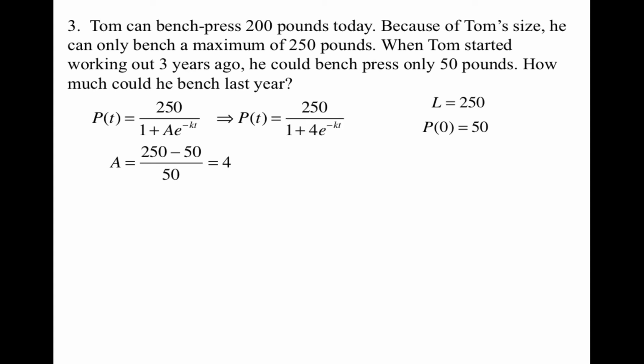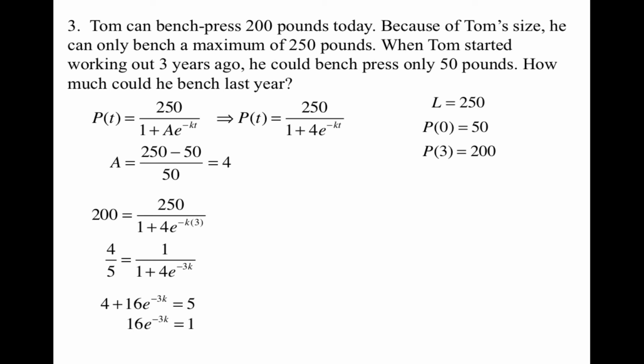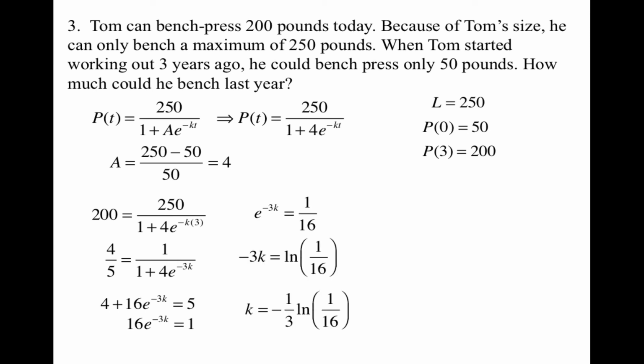Now I need to find K, and we are given today that he can bench 200 pounds. Well, that means 3 years from when he started, which is today, he can bench 200 pounds. So we're going to use 3, 200 to help me find K. I divide both sides by 250, cross multiplied, subtracted 4 from both sides, divided by 16, took the natural log of both sides, divided by -3 to get 0.925. And of course, store that in your calculator.